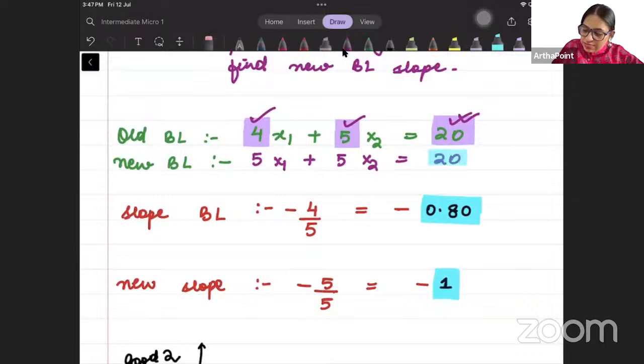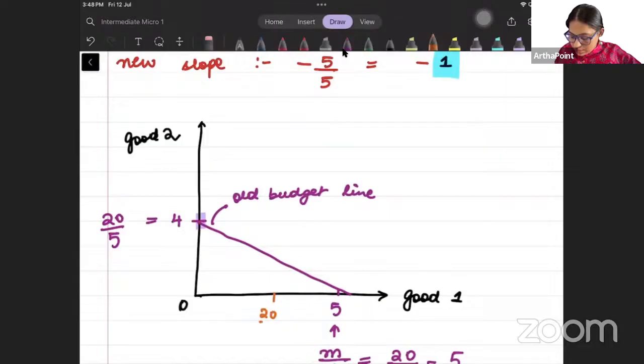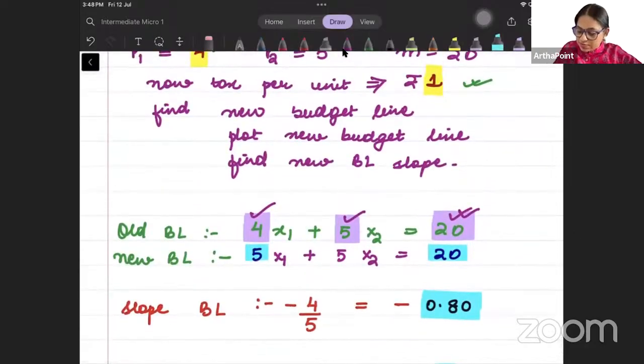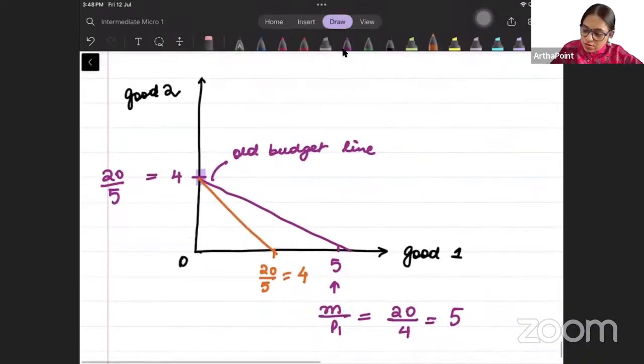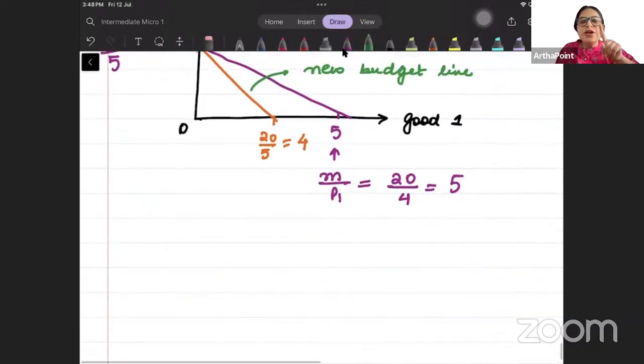See, income divided by P1. 20 divided by 5. That means 4. And P2 is unchanged. P2 is unchanged only, beta. So 20 divided by 5, 4. So this will be your old budget line. I have already written. And this will be my new budget line. Clear, beta? So what has quantity tax done? It has pivoted the budget line inwards.